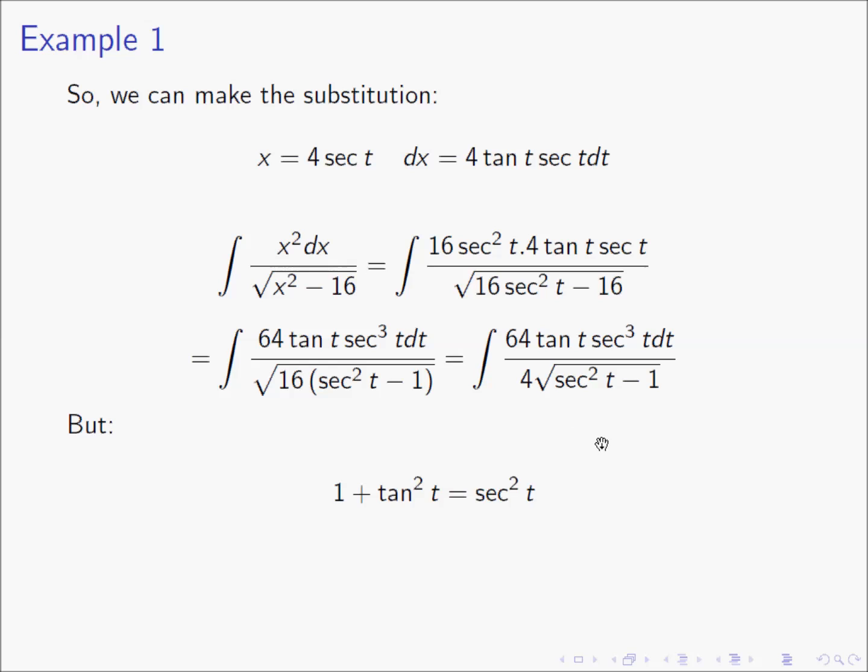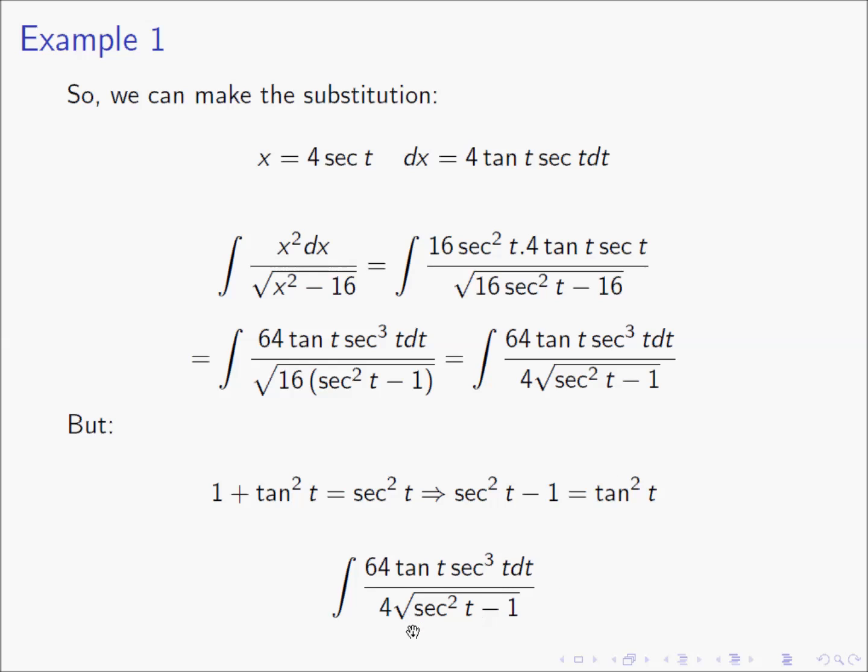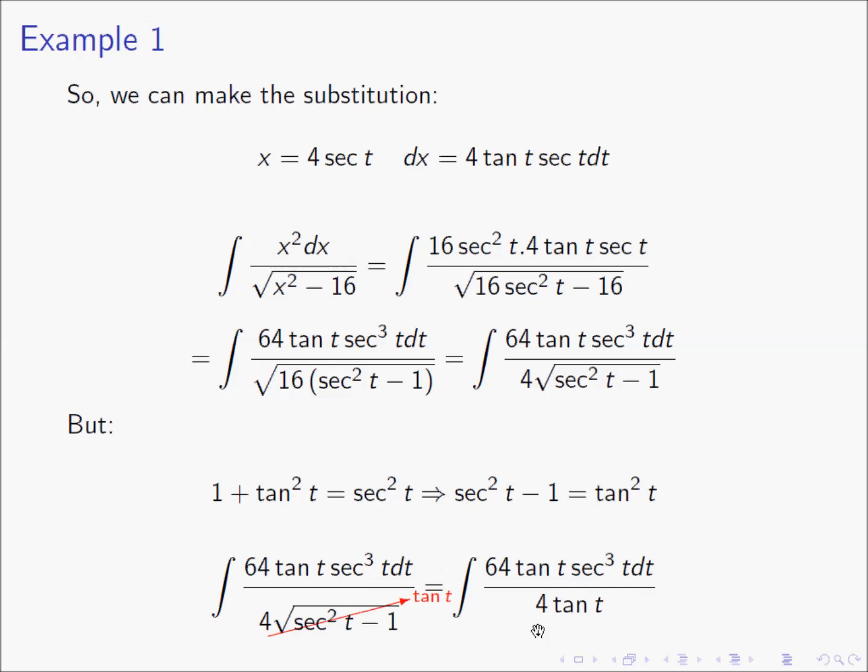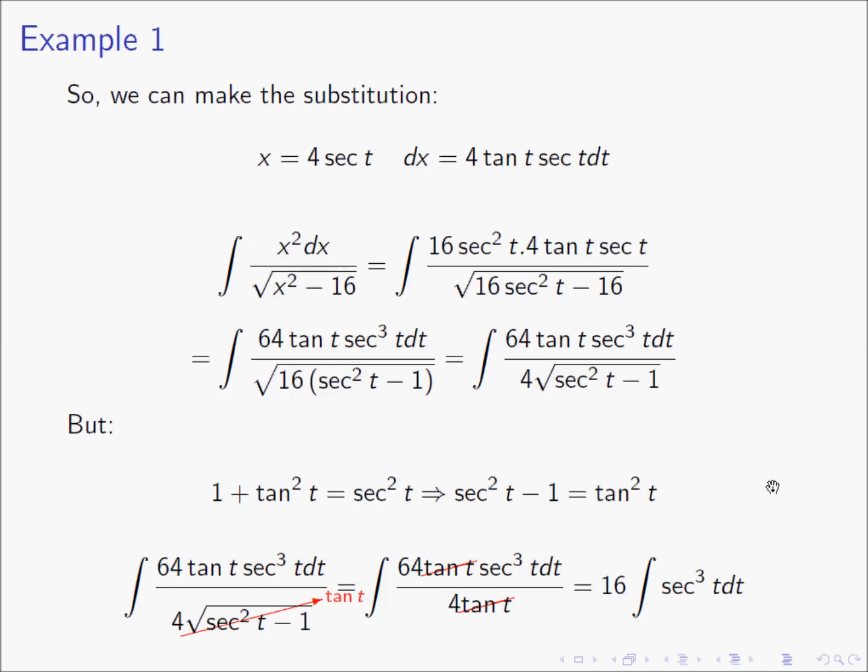Now we can notice what we have in the denominator. We will use this identity again. Here we have secant squared t minus 1, that equals tangent squared t. But here we also have the square root, so we get that this square root is tangent of t. So we replace that in our integral, and we can cancel the tangent of t with the one in the denominator. And 64 divided by 4 is 16. So we finally get this trigonometric integral.